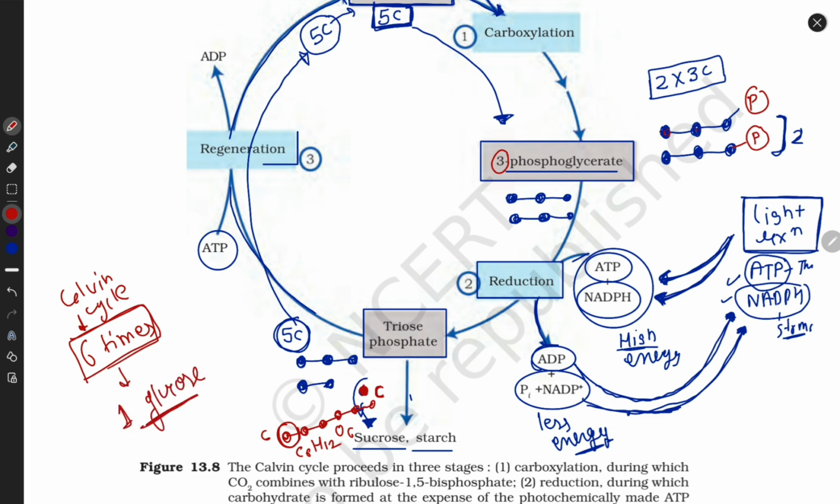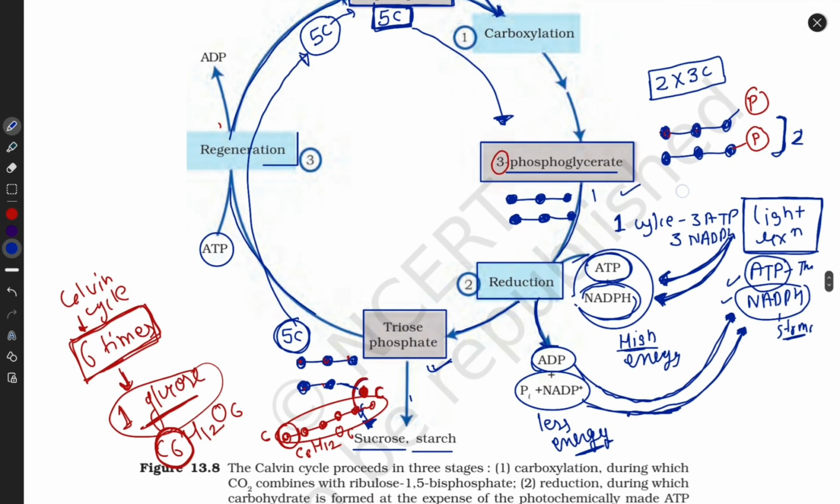So the food making process is very hard for a plant. So the cycle runs 6 times to produce and form. In one cycle they remove one carbon. Again this cycle rotates and releases one carbon. Again this cycle rotates and gives one carbon. Again this cycle rotates and gives one. So they give 6 carbon. Then one glucose molecule will form, C6H12O6, because we require 6 carbon atoms.